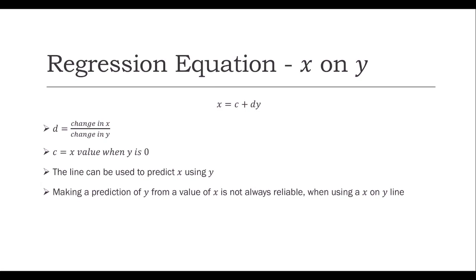So your regression equation for x on y is going to be x equals c plus dy. Previously we learned about the regression equation for y on x. This is going to be the other way around, where we find x using y. So d in this case is the change in x over the change in y, and c is the x value when y is 0. This line can be used to predict x using y, like I mentioned, and making a prediction of y from the value of x is not always reliable when using an x on y line. In that case, you'd want to use a y on x line.